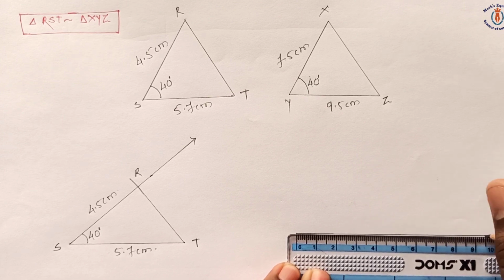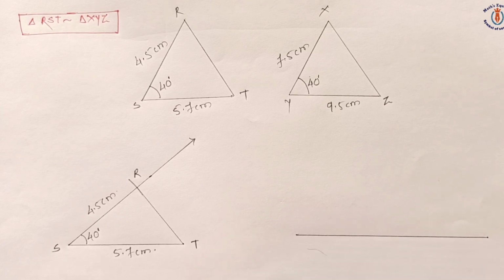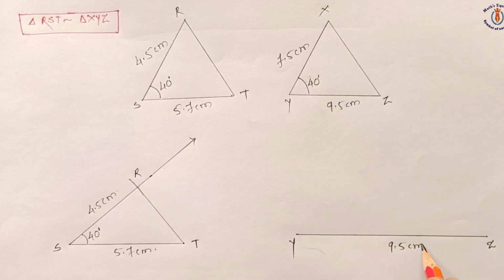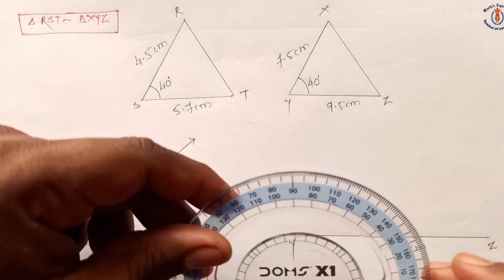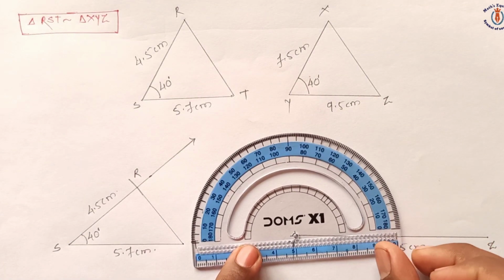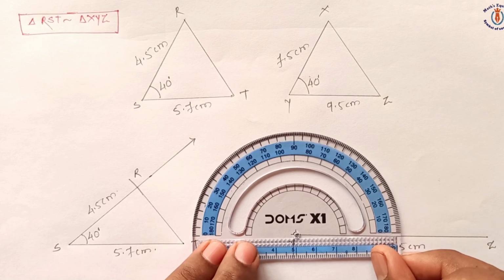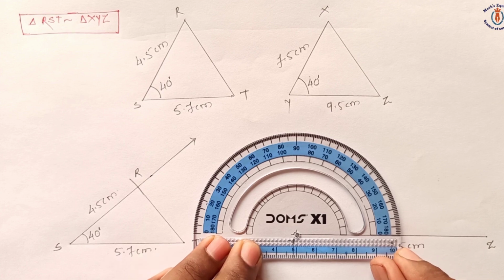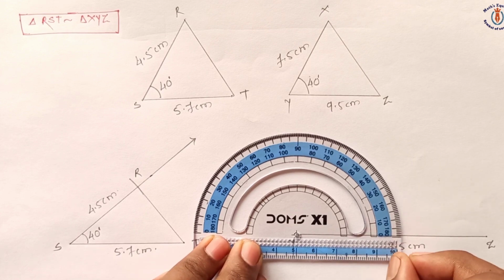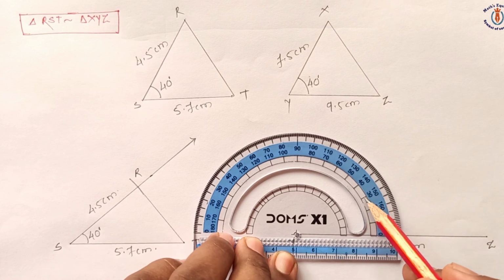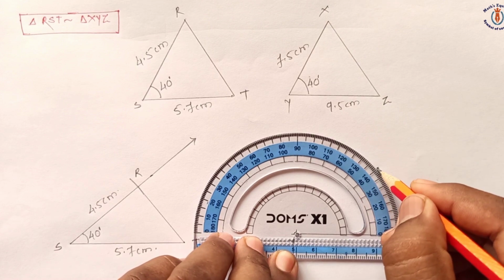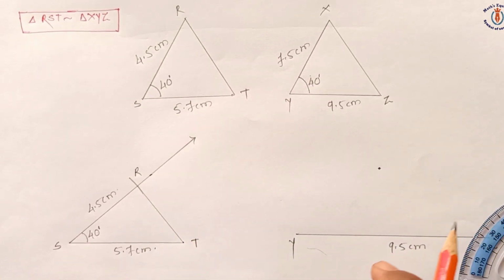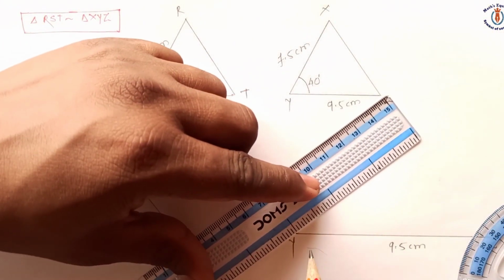Okay, this is 9.5 centimeter. Now this is Y and this one is Z. Now this angle Y is equal to 40 degree again, which is the corresponding angle of angle S. So let's start counting from which point? Okay, from the Z. Here it is 10, 20, 30 and 40. So here is the 40 degree mark. So let's join that 40 degree here.